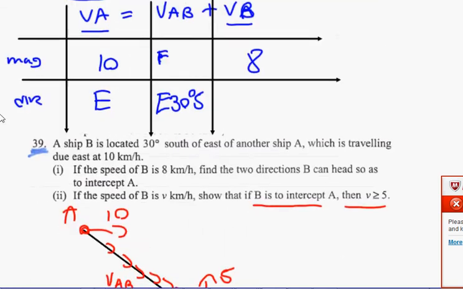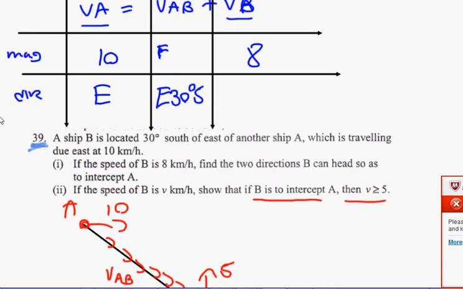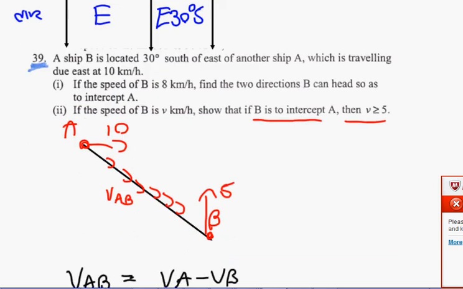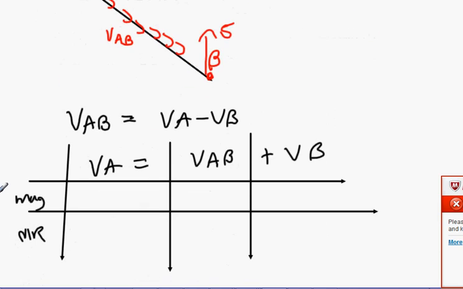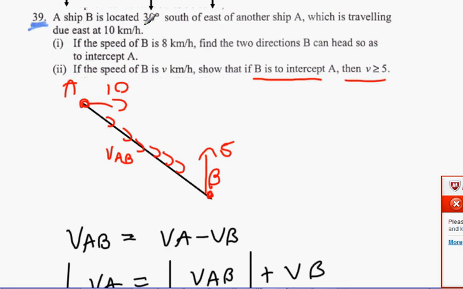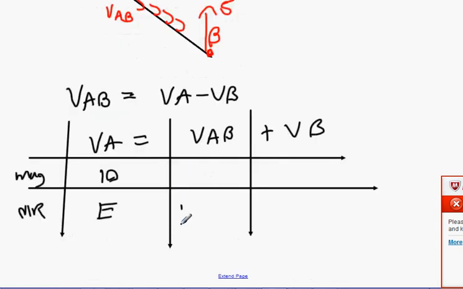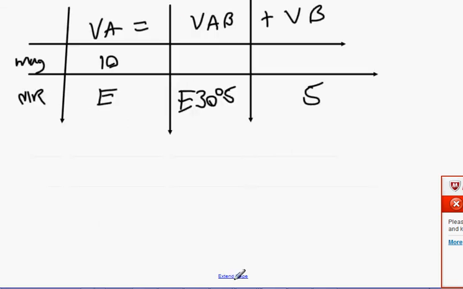So what's the velocity of A? We know the velocity of A is 10, and we know its direction is east. We know the velocity of A relative to B has to be, what is it? The magnitude, sorry, the direction: east 30 degrees south. And we know the velocity of B is now capped off at 5.